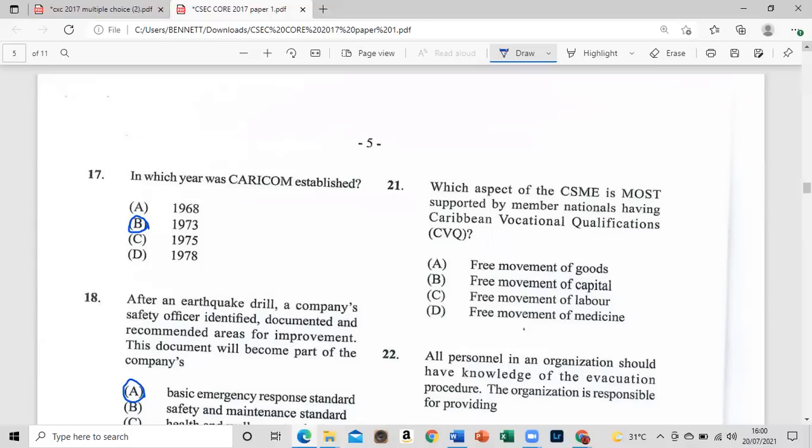All right. Which aspect of the CSME is most supported by member nationals having the CARICOM Vocational Qualification, CVQ? Is it the free movement of goods, free movement of capital, free movement of labor, or free movement of medicine?